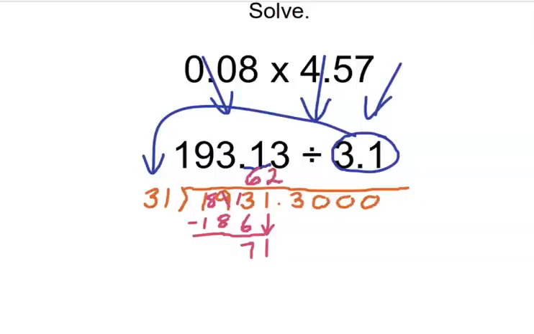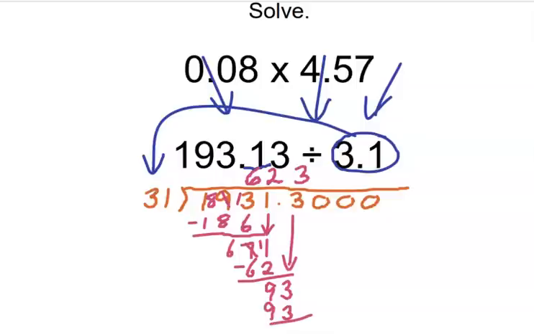2 times 1 is 2. 2 times 3 is 6. Okay, borrowing from the 7, make it a 6. This becomes 11. 11 minus 2 is obviously 9. We have 9. Bring down the 3. 93. So how many times does 31 go into 93? Well, I can already see that this is going to work out very well. 3 times. 3 times 1 is 3. 3 times 3 is 9.